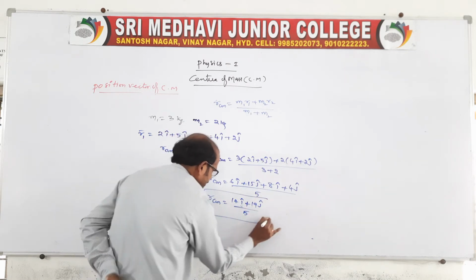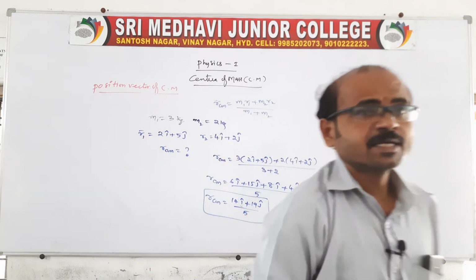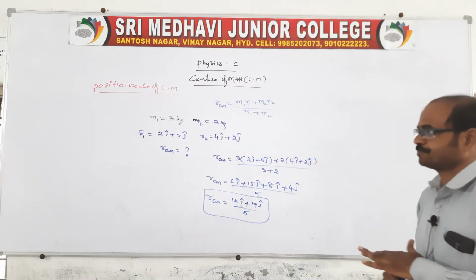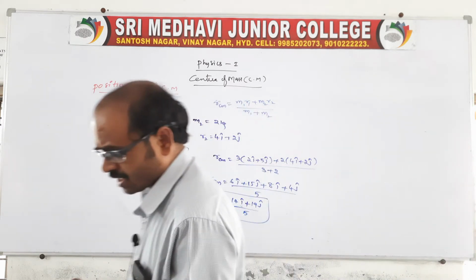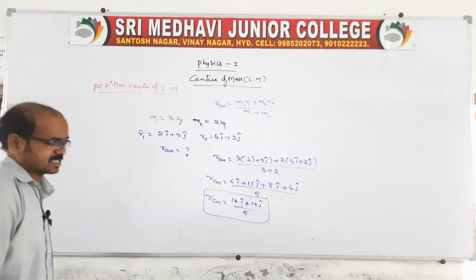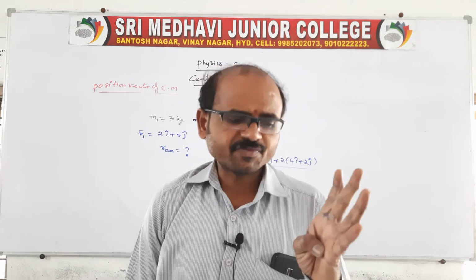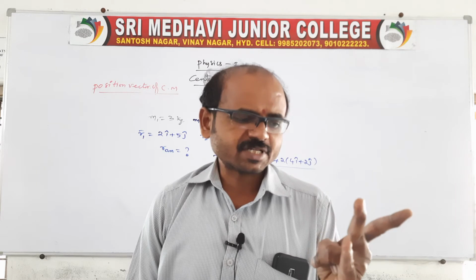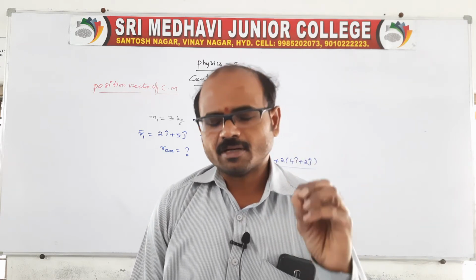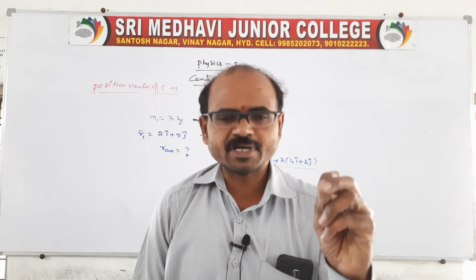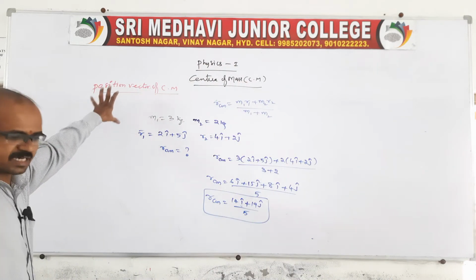So this is the position vector of center of mass. We should get it like this by using the position vectors. On the basis of position vector, again we should find the motion of a center of mass: velocity of center of mass, acceleration of center of mass, momentum of center of mass, and force of center of mass. We have these cases on the basis of position vector of center of mass.